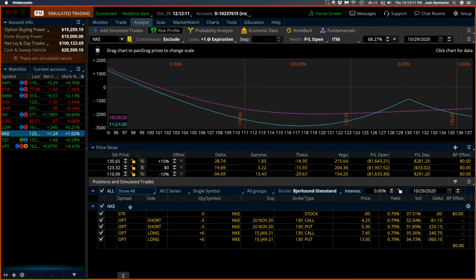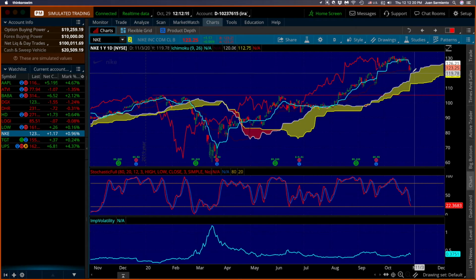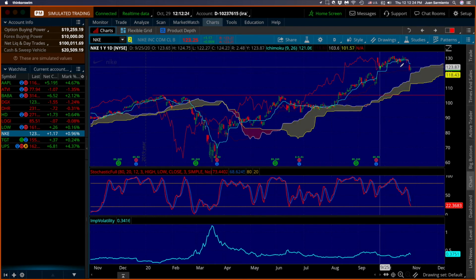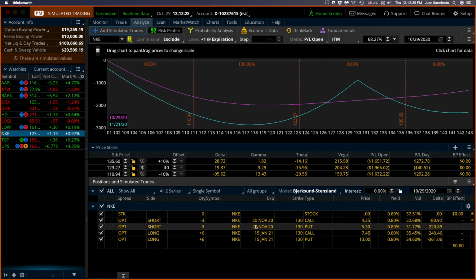Nike, show all. Okay, this is where we are with Nike. At the bottom of my cone here. Let's look at the chart. I think it might continue down. Its Ichimoku cloud is right there. It might bounce from it, but right now it's in a downtrend. And we have plenty of time. November is the expiration.